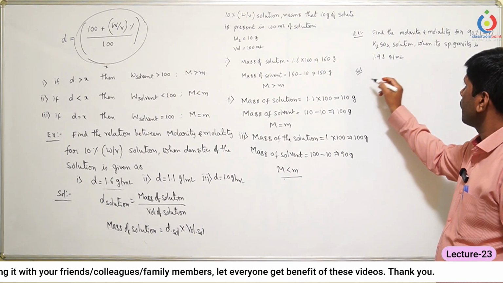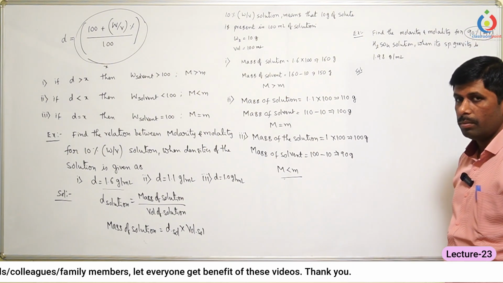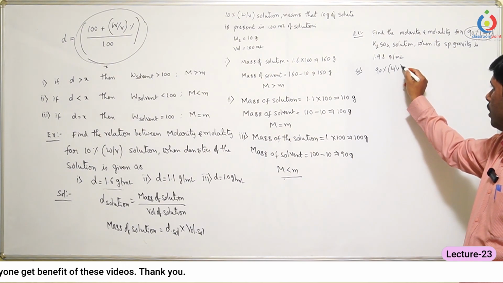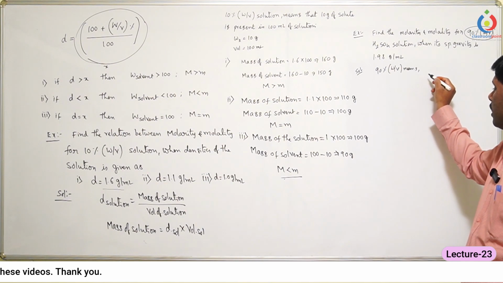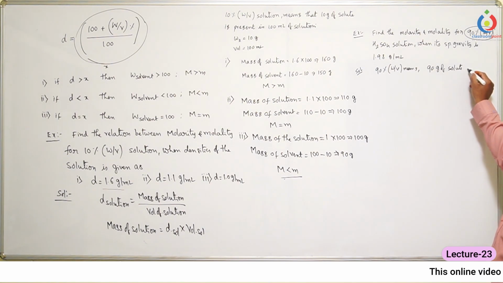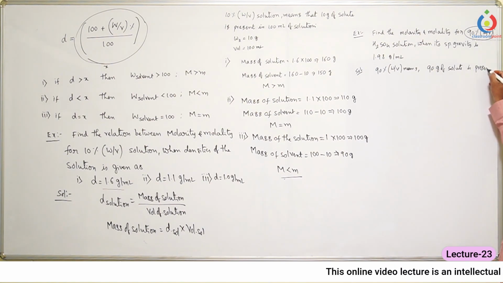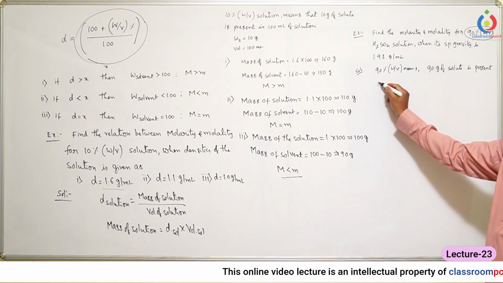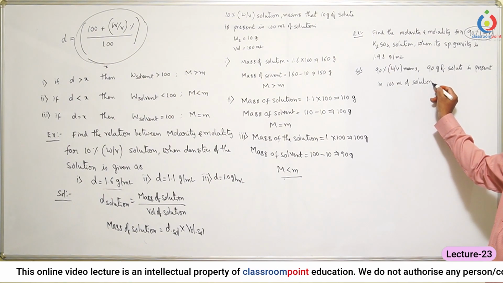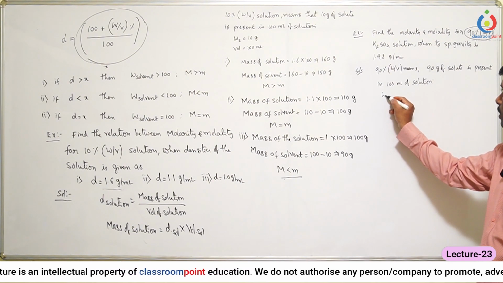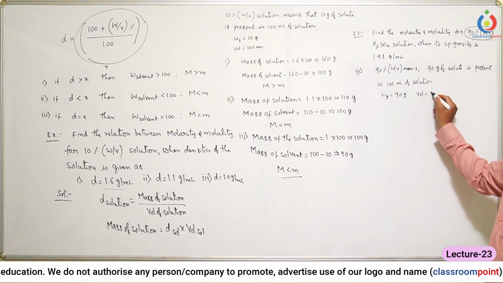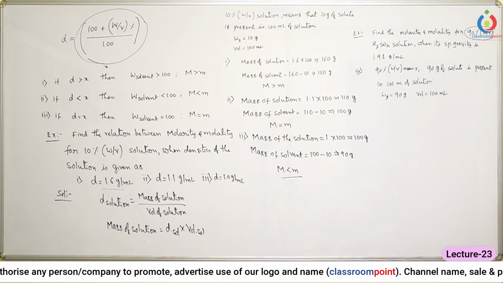So this is the specific gravity also, that means density is indirectly given. Here we can see the 90% weight by volume solution they said. So 90% weight by volume solution means that 90 grams of solute is present in 100 ml of solution. So here weight of solute is equal to 90 grams, volume of solution is equal to 100 ml, given.